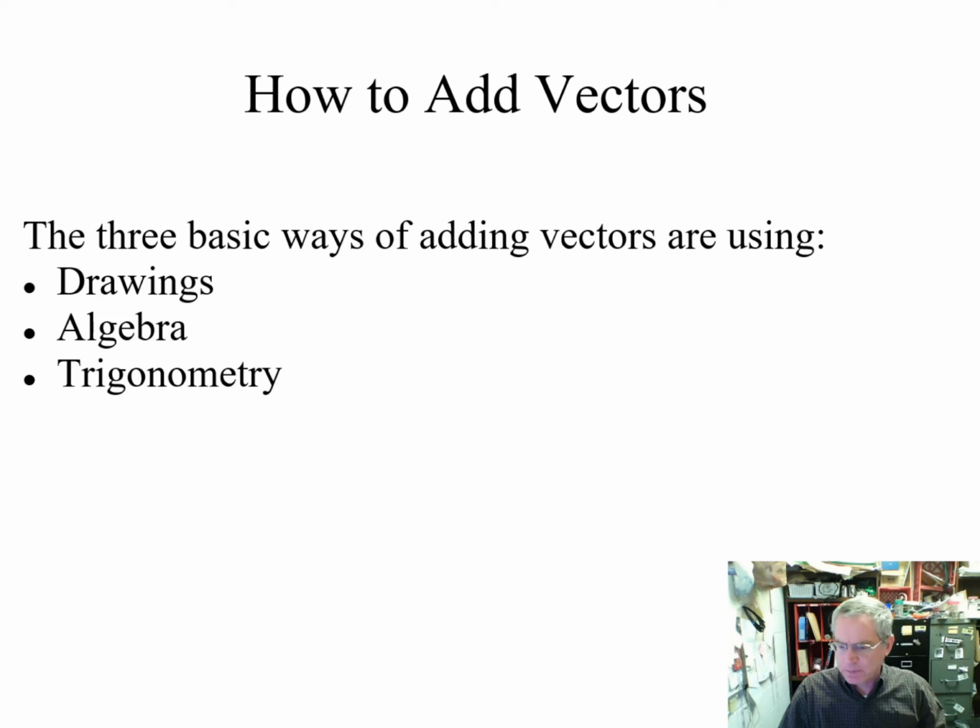This video is basically a video of a PowerPoint presentation, which can be found, if it's Physics 110, under Supplemental Materials, Fox made. So this is a video on how to add vectors, and there are three basic ways that we're going to go about doing it. One of them is the graphic method, and that's what I refer to as drawings right here. And then there's the algebraic method and the trigonometric method.